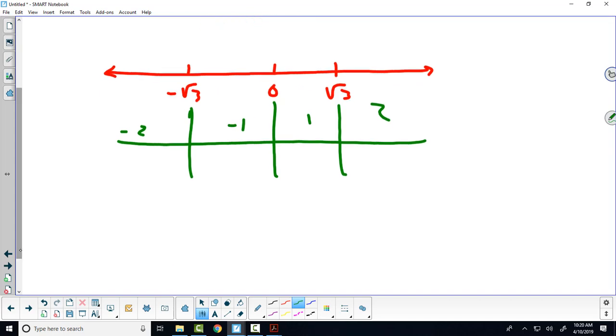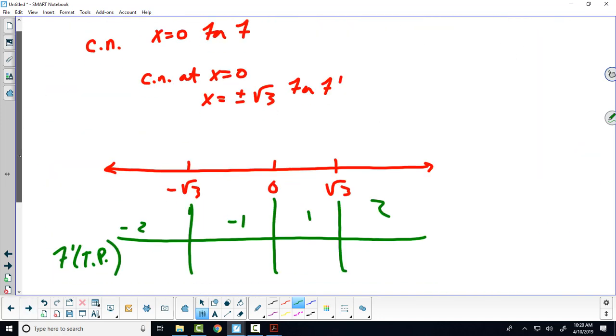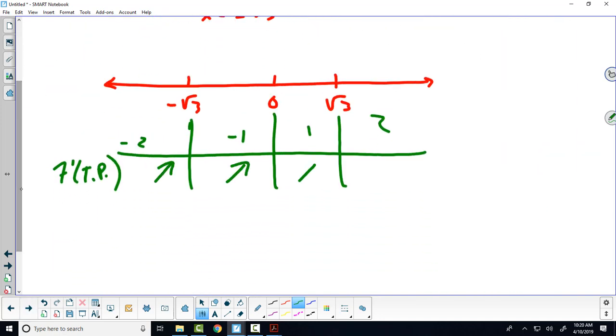We'll plug them into the first derivative. Folks, I'm assuming at this point you've basically done a lot of these. So if you haven't, I'm going too fast for you. Okay? We're plugging the test points into the first derivative. So here's our first derivative. Let's notice that the first derivative is always positive unless I plug in a 0. So it doesn't matter. All of these values when I plug into the first derivative are going to be positive. So we're increasing, increasing, increasing, increasing. That makes sense.